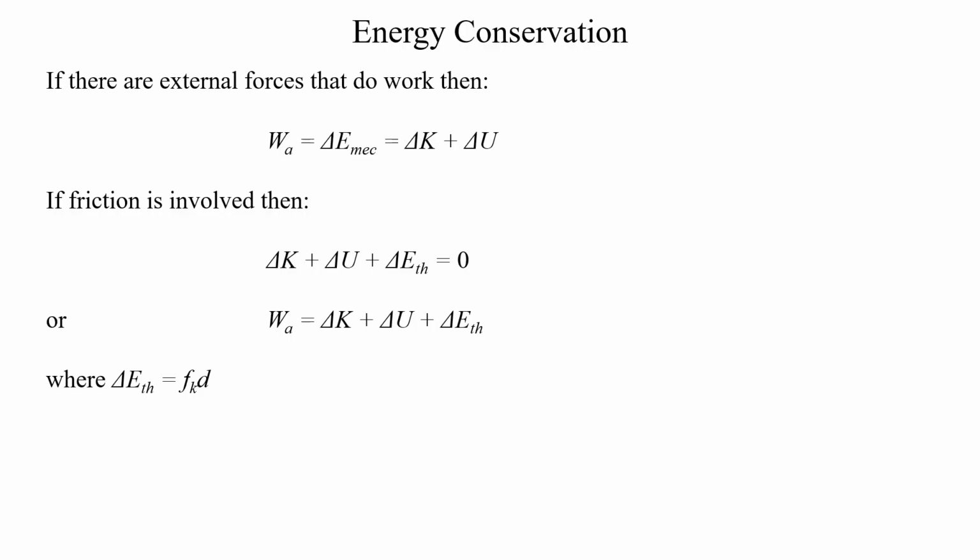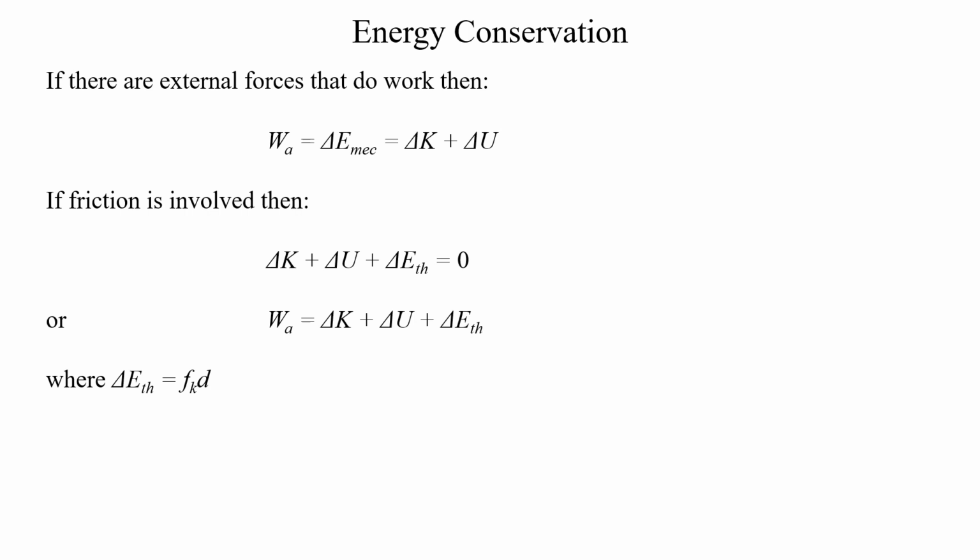So if there are external forces that do work, then the work done by the applied external force equals the change in the mechanical energy, which is delta K, the change in kinetic energy, plus delta U, the change in potential energy. If friction is involved, we just add a term for the increase in thermal energy because of the work done by friction. So we have delta K plus delta U plus delta E thermal equals 0. And then if there's an applied external force doing work on our system, then that applied external force will equal the change in kinetic plus change in potential plus delta E thermal.